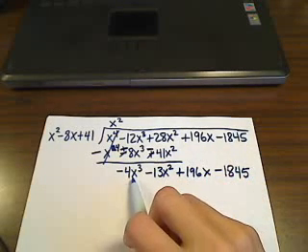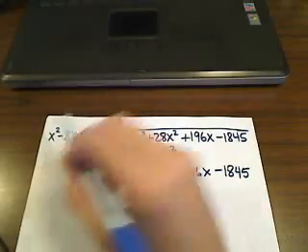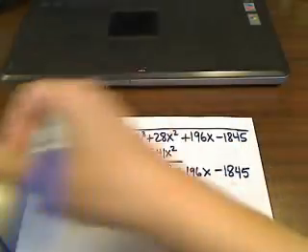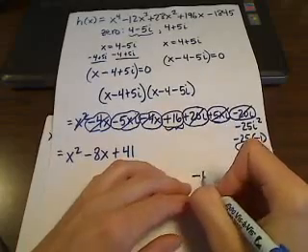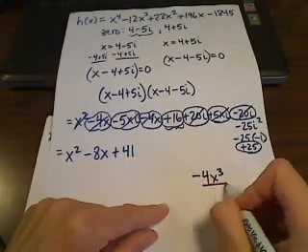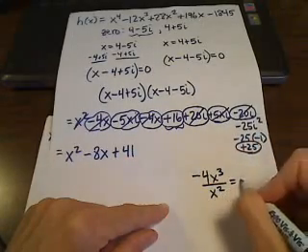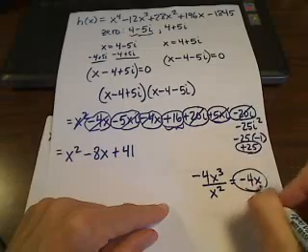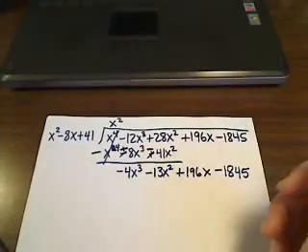I'm going to take this negative 4x cubed and divide it by x squared. If I was to do this off to the side here, really what I'm doing is taking negative 4x cubed, the first term, and dividing it by the first term and simplifying that. And I see that I get a negative 4x. That negative 4x is going to be what goes up top here.